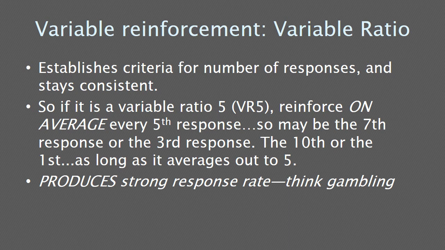A variable ratio, on the other hand, also establishes a criteria for number of responses, and this will also stay consistent. So if it is a variable ratio 5, VR5, we're going to reinforce, on average, every fifth response. So that could be the 7th response or the 3rd response. It could be the 10th or the 1st. As long as over the time frame that you're doing this, it averages out to 5.